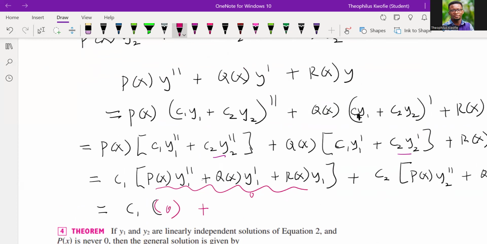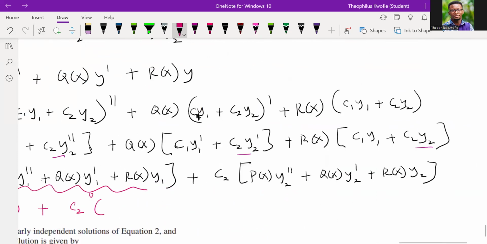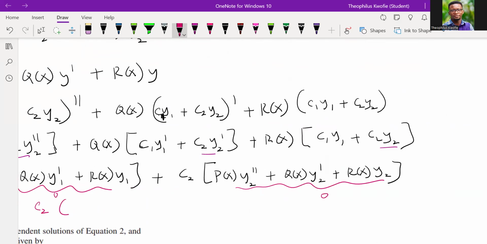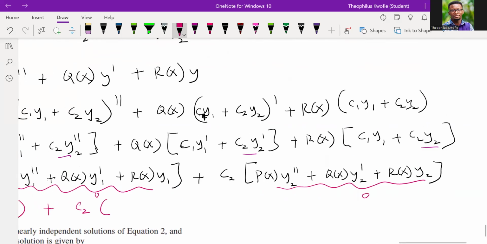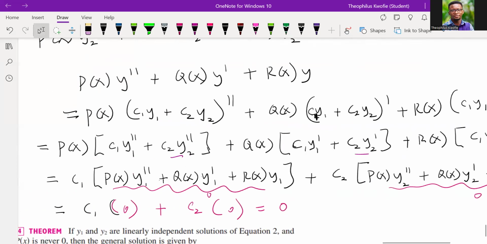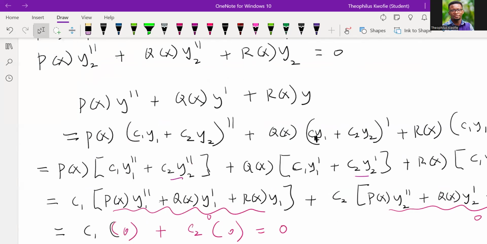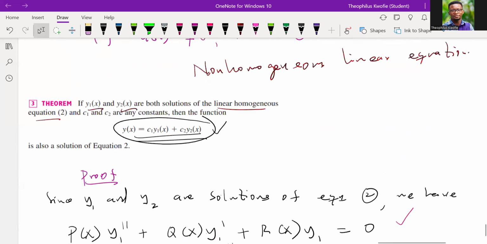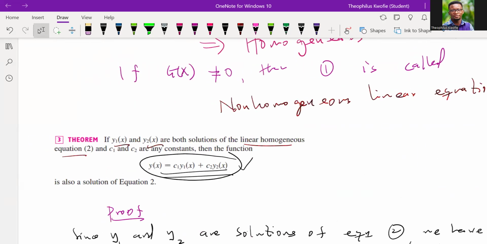Then plus C2, and this one will also be zero because it's a linear homogeneous equation. So in which case we're going to have zero. And since this has been able to satisfy the equation, we've been able to prove that indeed the linear combination, which is C1 multiplying y1 plus C2 multiplying y2, is also a solution of the linear homogeneous equation.